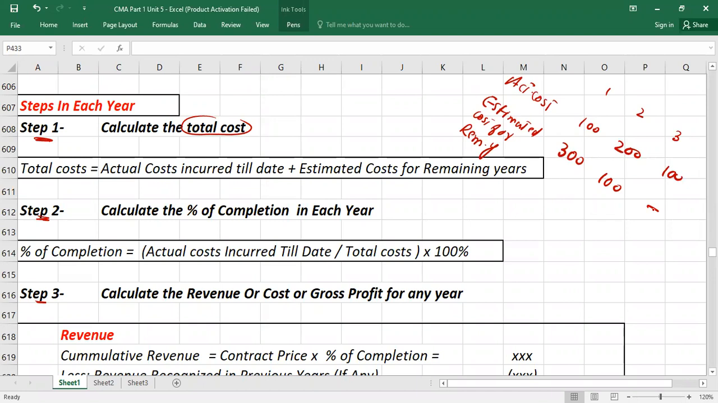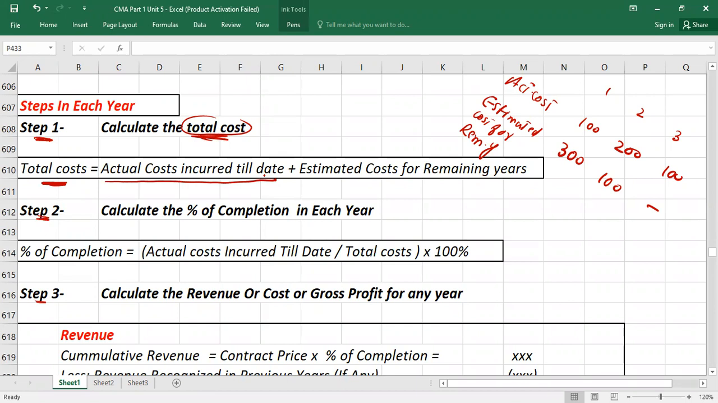And I want to calculate step number 1, the total cost. I need your concentration, and see how I'm choosing the data from the question to get the total cost. So guys, total cost will always be equal to, number 1, the actual cost incurred till date. This phrase is important: I have to take the actual cost incurred till date. If you're sitting in year 1, you have to see the actual cost till year 1.